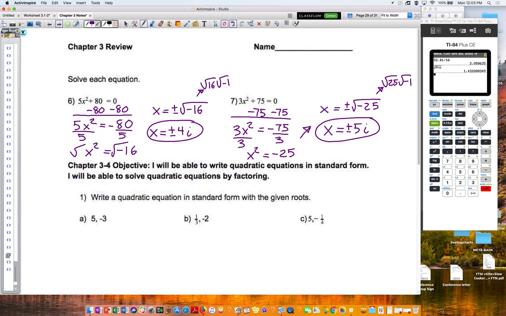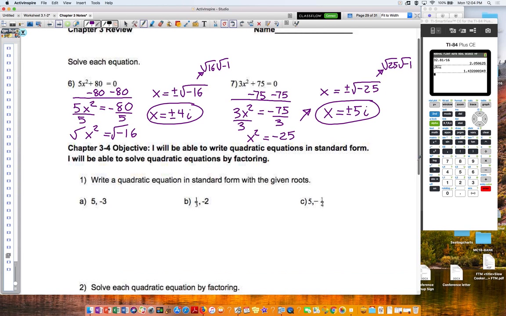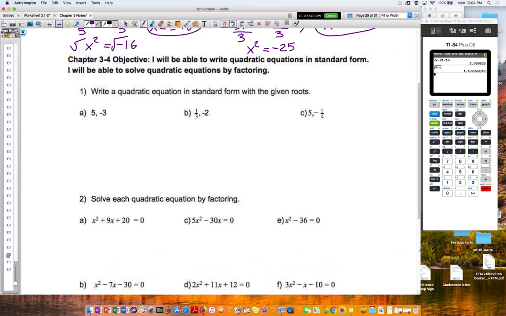All right, continuing on. We still got a few more pages to plug away. So in 3.4, solving quadratic equations in standard form, you'll be able to not only write them, but to be able to solve them. So here we start with having the given roots. So if you think about how we like to do this, we start by saying, well, x equals 5 or x equals negative 3. So what we do is move the 5 over and the negative 3 over, so we get the factors x minus 5 and x plus 3, and we set them equal to 0.